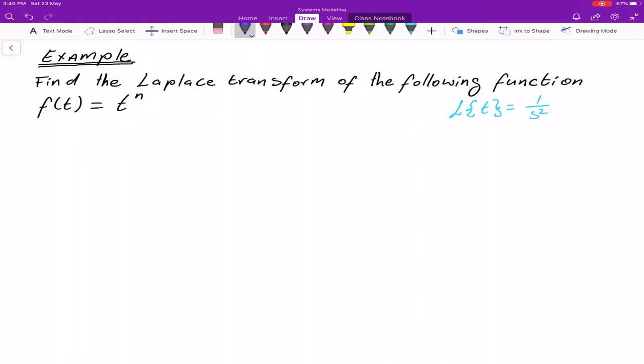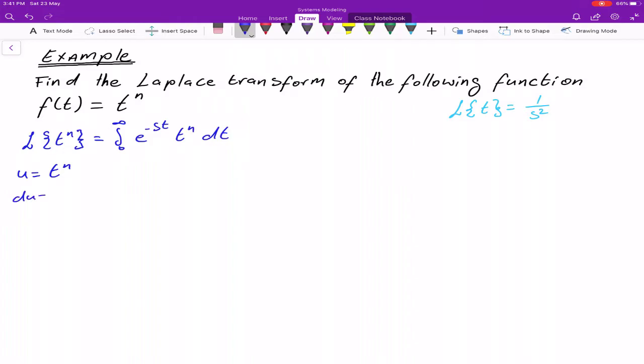Again, let's write down our Laplace equation. We want the Laplace transform of t to the n, which is the integral between 0 and infinity of e to the minus st times t to the n dt. Just like before, we are going to use integration by parts, and we can choose u to be t to the n because it will be easier to differentiate.